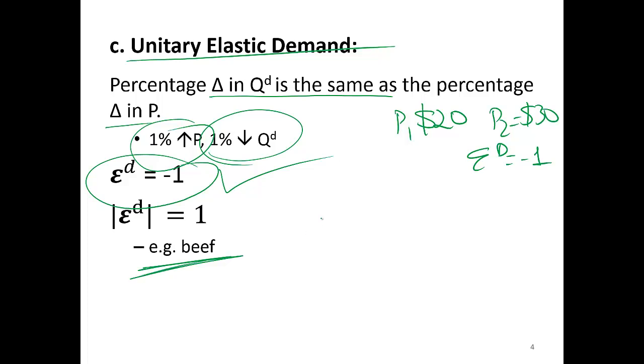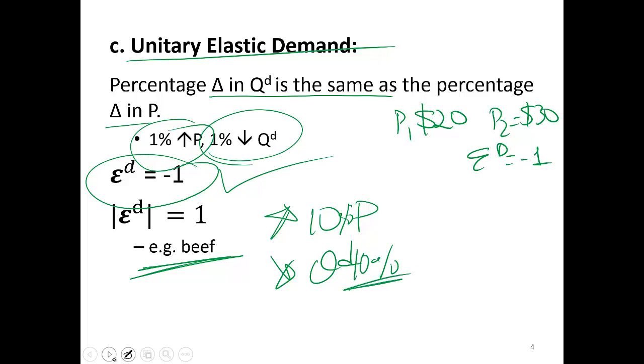An example would be beef. If you increase the price of beef by 10 percentage points, quantity demanded goes down by, believe it or not, almost 10 percentage points. Okay, so this concludes the first three kinds of elasticities.